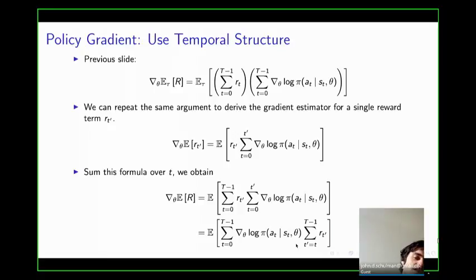Let me say that again. We collect a bunch of trajectories, then we plug those trajectories into this formula. That means we take grad log probability of each action times the sum of following rewards, and we take that gradient ascent step.